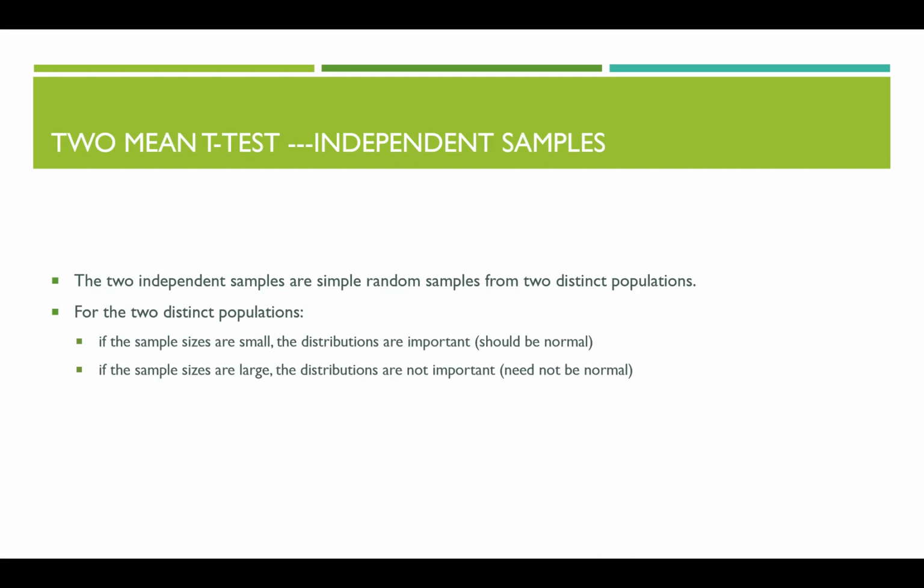If the sample sizes are small, this is kind of where we get into, it's got to be normal. If the sample sizes are small, we have to know that the distributions are normal. Do you remember, typically small is less than 30. If you have a large sample, we don't necessarily have to assume that they're normal because I can apply the central limit theorem.